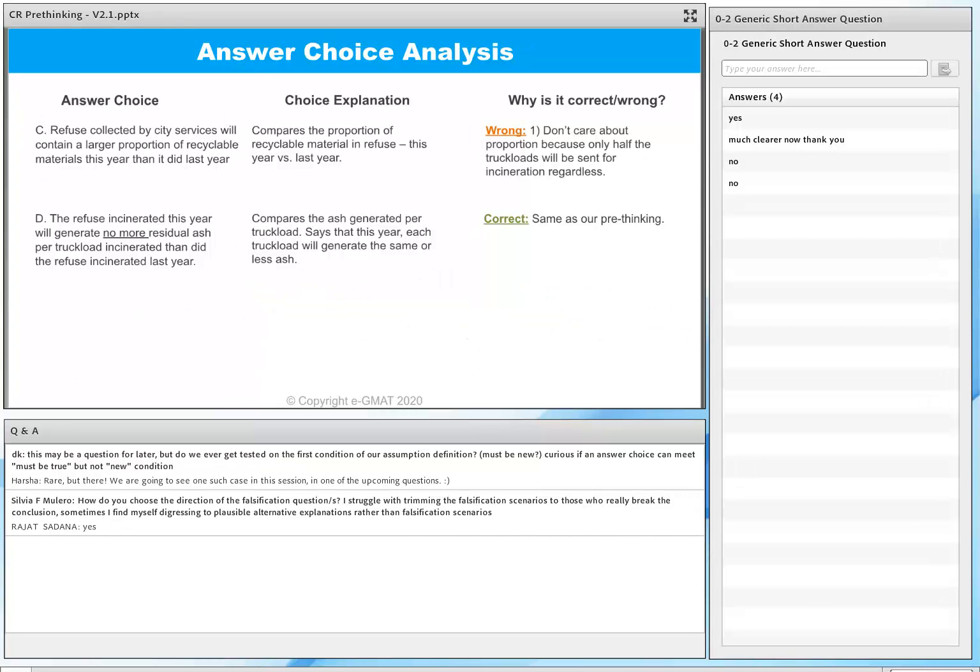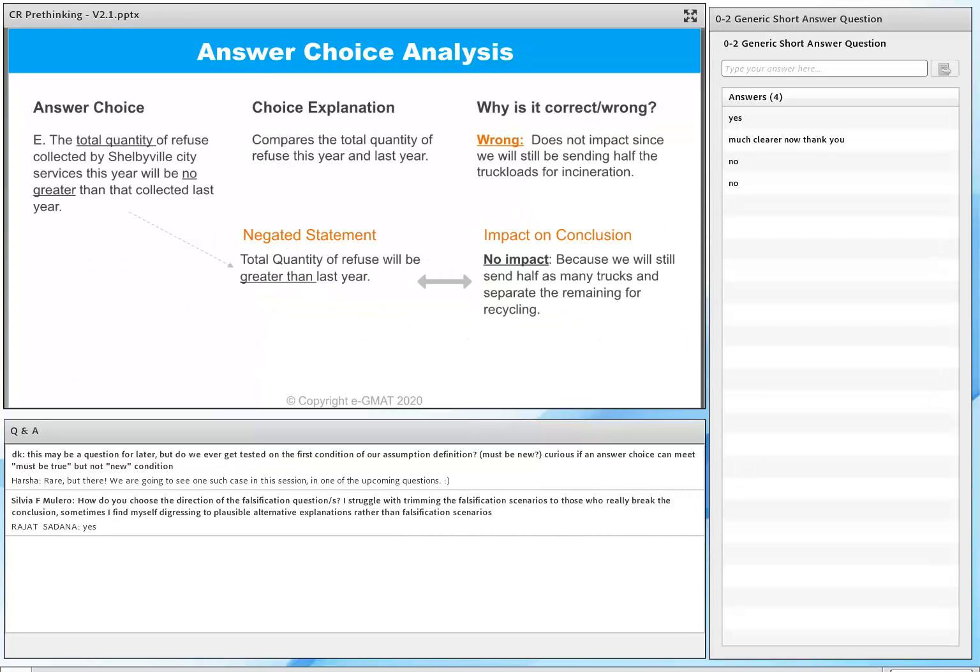Okay. Let's look at choice E. Total quantity of refuse is immaterial. Why? Because I'm only going to send half as many truckloads. Again, let's apply the negation test. If the total quantity is greater, does it matter? No, because I'm only going to get half as many trucks.